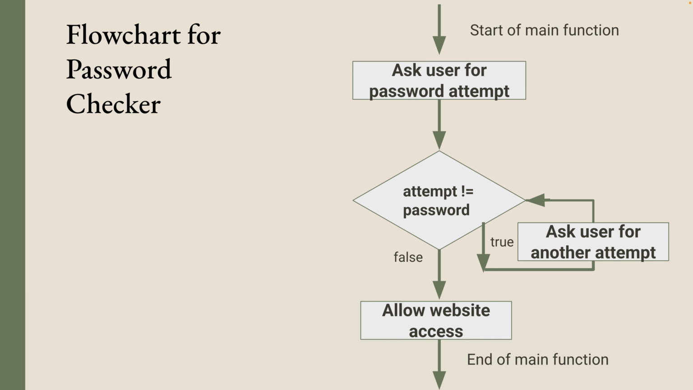And here's what the flowchart would look like, using our password example. We still have the diamond because it's still a conditional expression. If the attempt doesn't equal password, if that's true, we ask the user for another attempt, and then we come back and check their attempt again. If it's still not equal, we do it again. We keep doing this loop until they put in the right password, and then we continue with the rest of the code, which might allow website access.